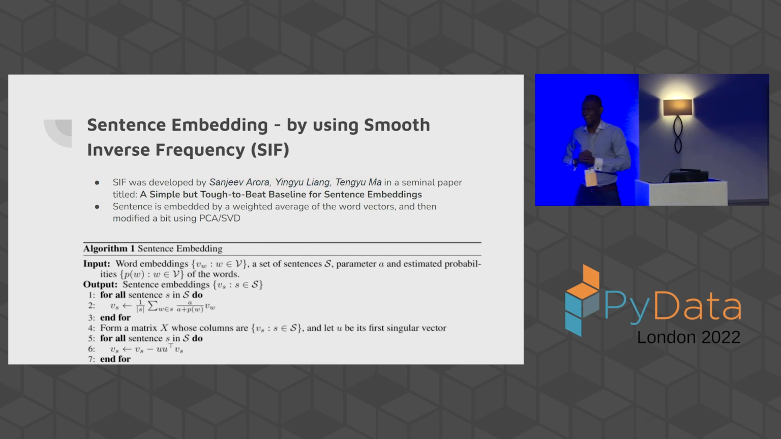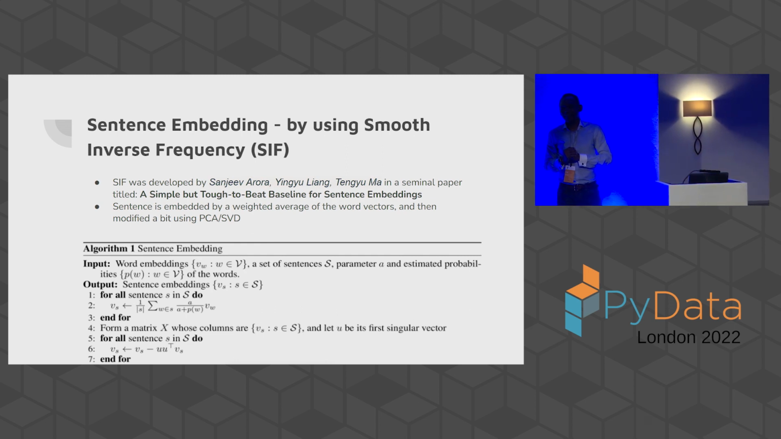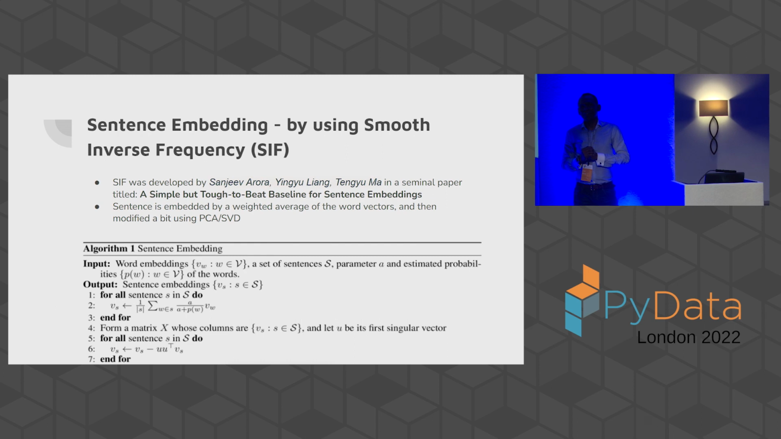Yes, please. Why is this called smooth inverse frequency? SVD doesn't seem like a very smooth operation. Okay, why is it called that? I can't answer that question. I'm guessing here, smooth perhaps because of the averaging, since you're just averaging, but I don't know, actually, is the answer.